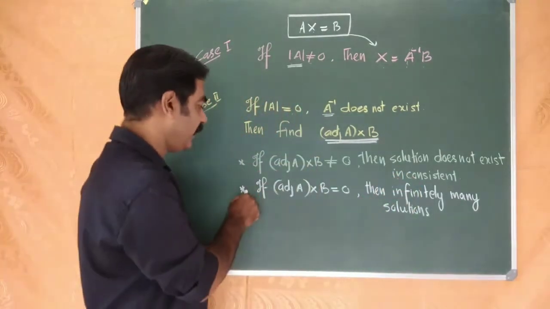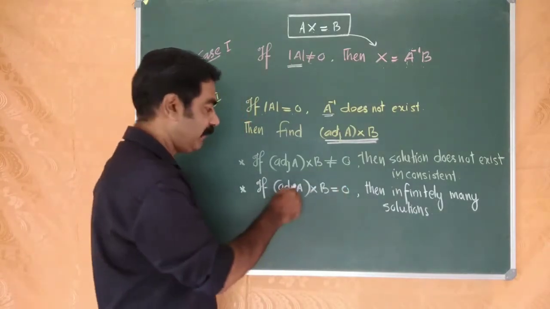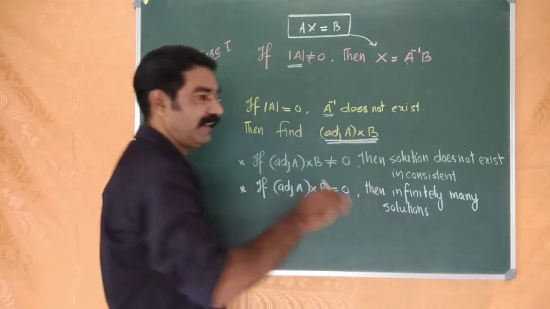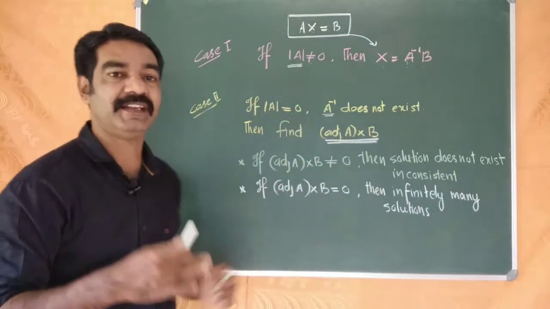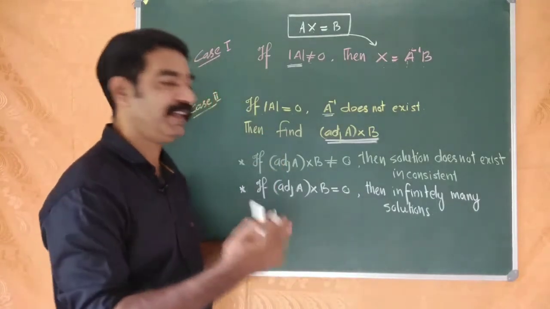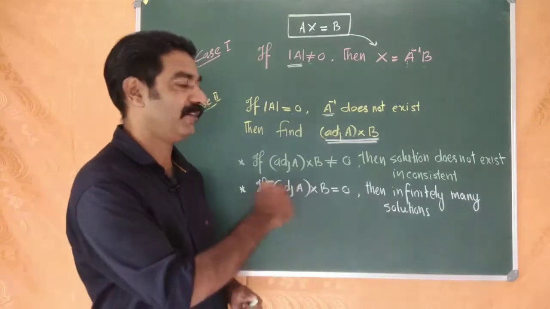But another possibility: adj A into B may be a zero matrix. Okay, if adj A into B is equal to the zero matrix, that means the system of equations has infinitely many solutions. Okay, these are the possibilities. Very important points to remember.